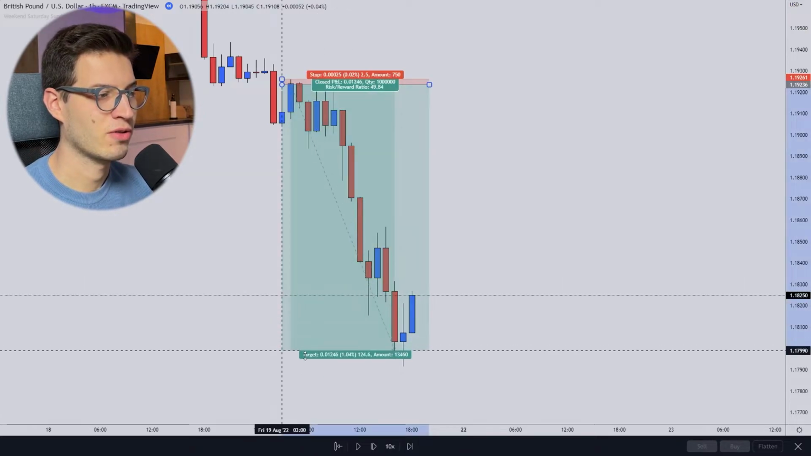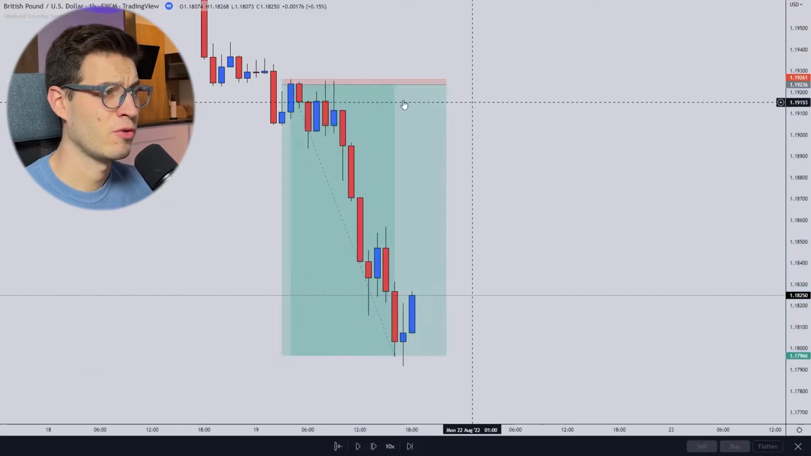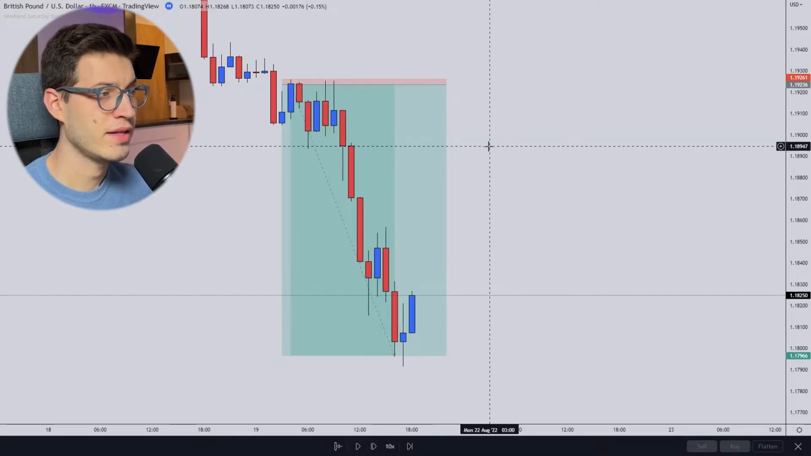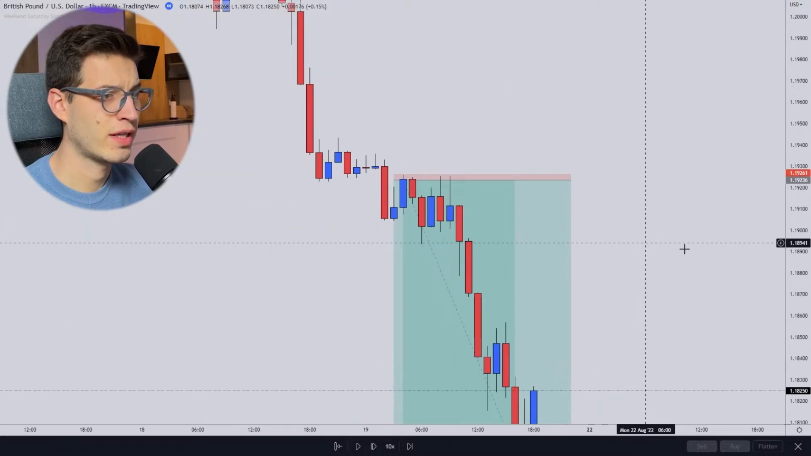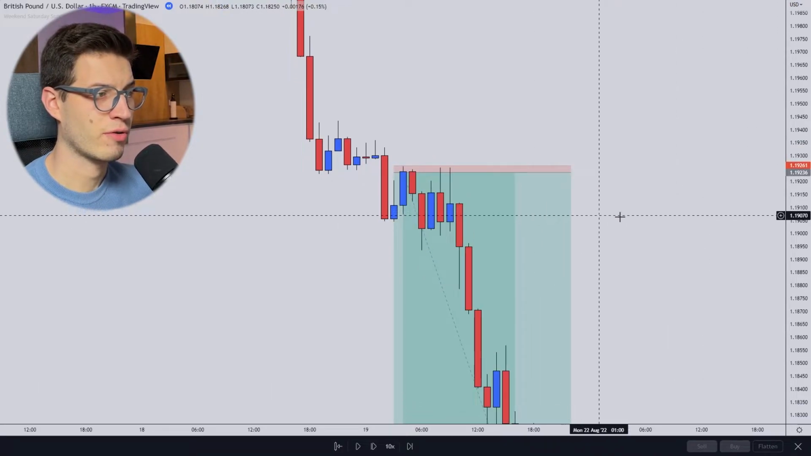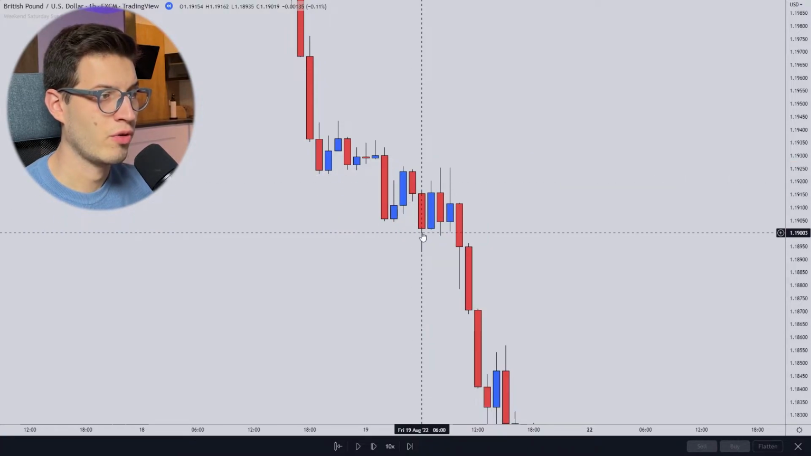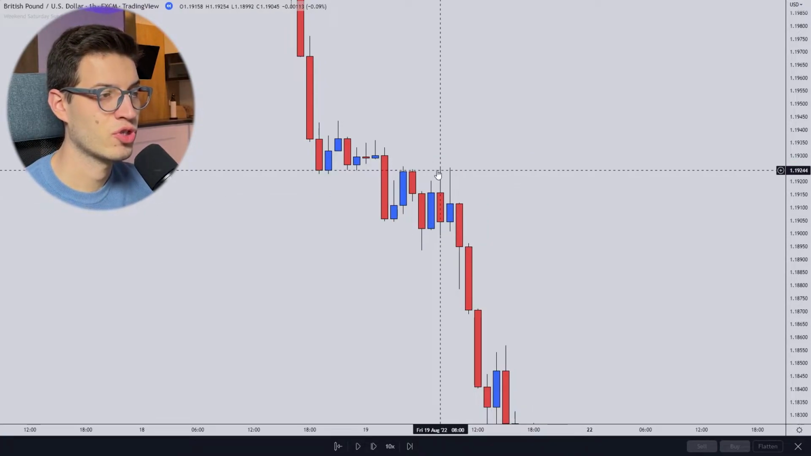On the FTMO account they were tagged out by just a few mini pips right here, and they lost out on some big profits. And this also happens very often, so we know that the market makers know where the stops are located. Right here they would have expected that there are some stops. That's why they broke the low and actually retested that area to stop some people out.